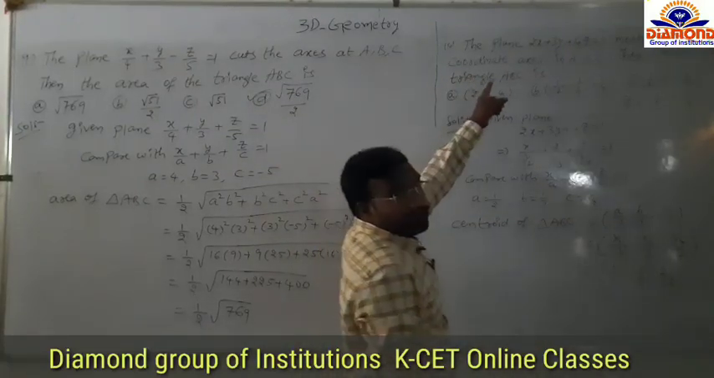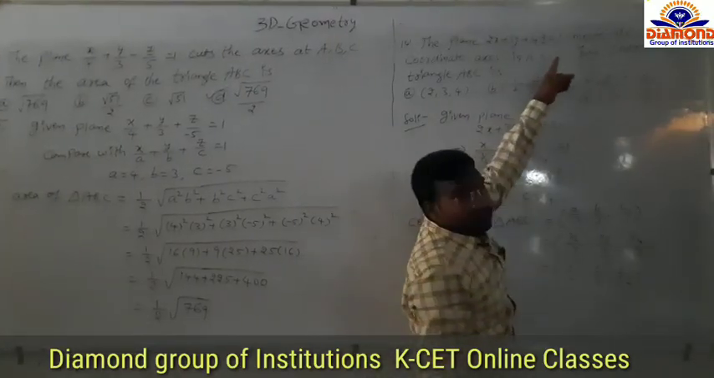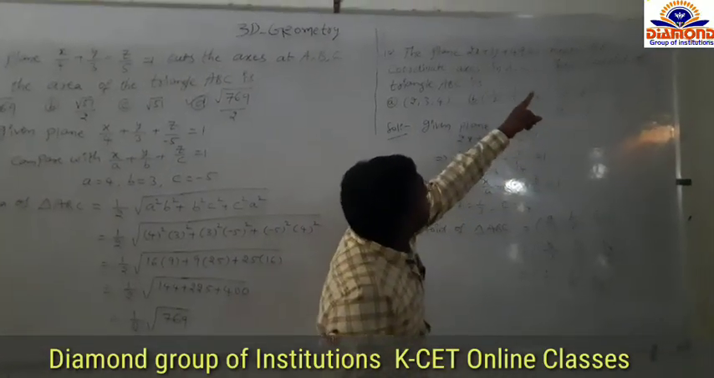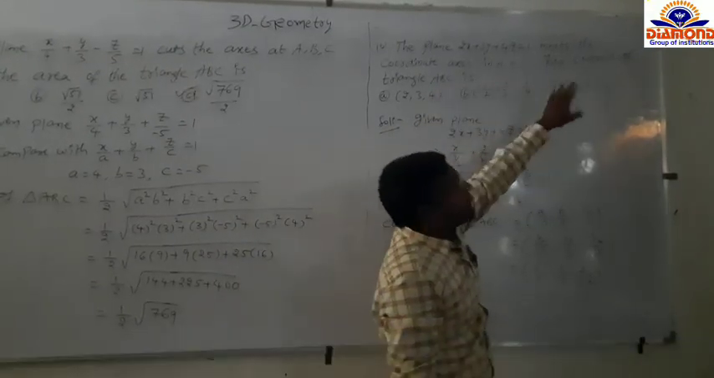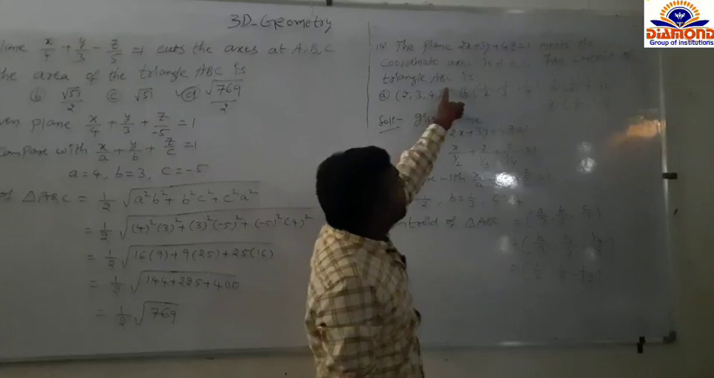The plane 2x plus 3y plus 4z equal to 1 meets the coordinate axes at A, B, C. Then the centroid of triangle ABC is.